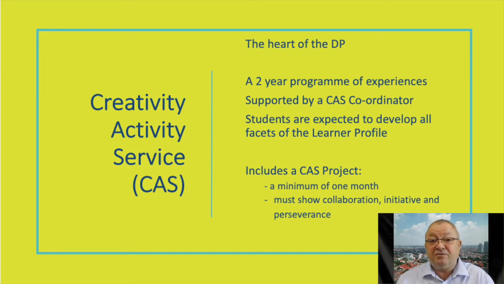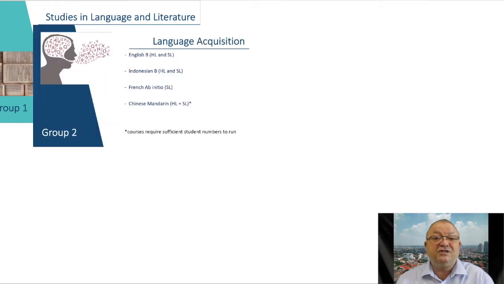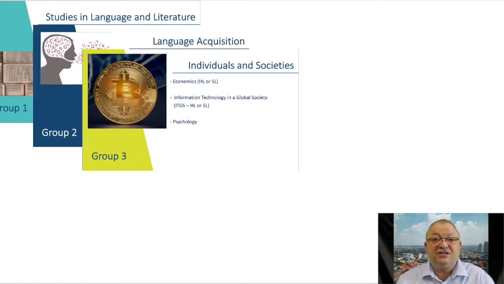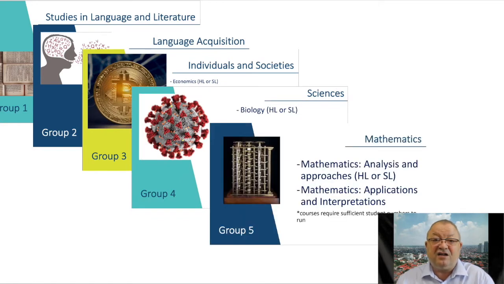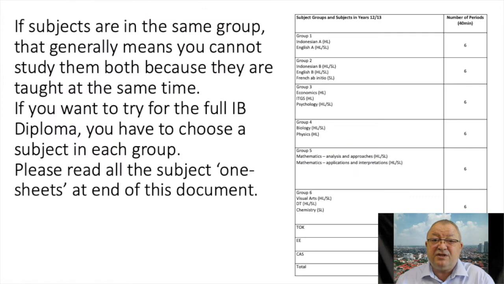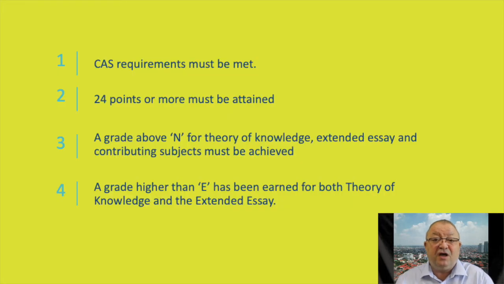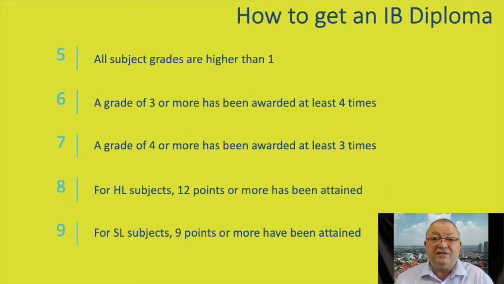The 6 subject groups are studies in language and literature, language acquisition, individuals and societies, sciences, mathematics, and the arts. If subjects are in the same group, that generally means you cannot study them both because they are taught at the same time. However, there are ways around that. We can talk about that in school. If you want to try for the full IB diploma, you have to choose a subject in each group. Please read all the subject one-sheets at the end of this document.